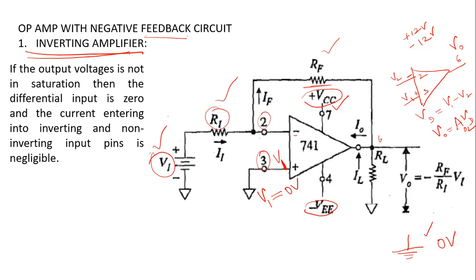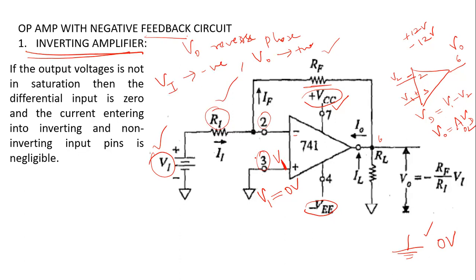As the name implies, the output will have reverse phase in comparison to the input. That means if your VI, your input signal, is a negative voltage, your output signal will be a positive voltage. That's the process of inverting. Whatever voltage signal you are giving to this inverting input will be inverted in the output section.